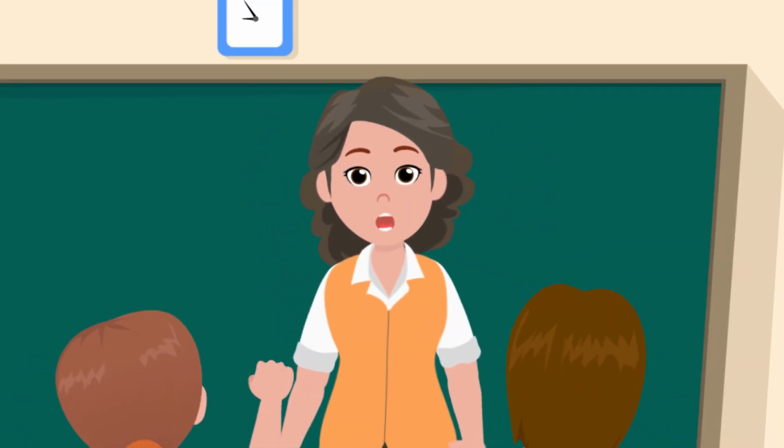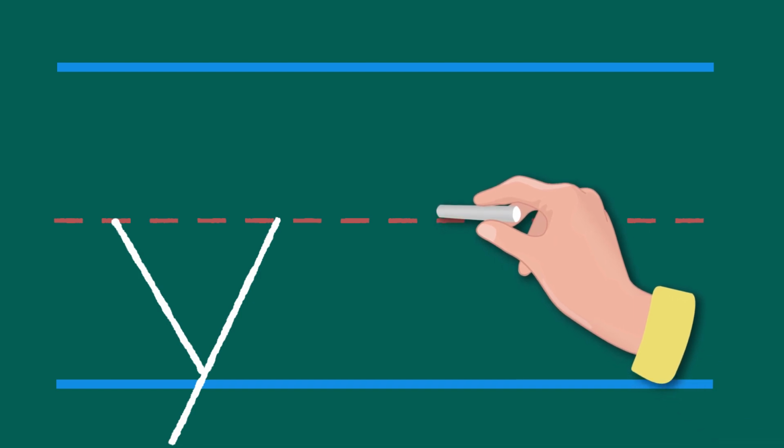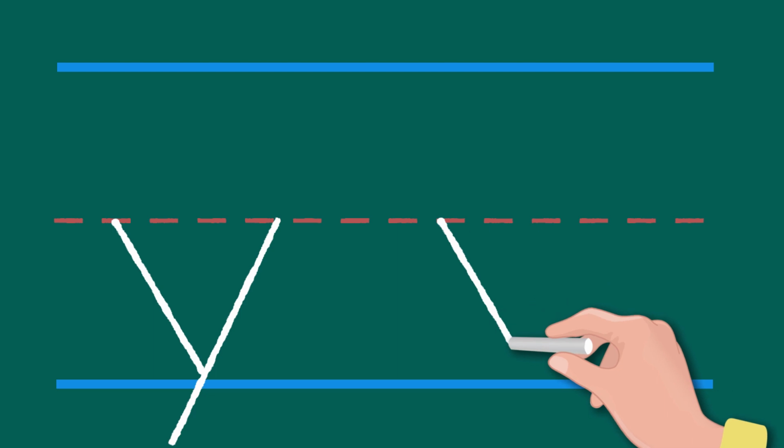Did you do it right? Yes! Good job! Now, let's move on to lowercase or small letter y. To write small letter y, we'll start in the middle line and make a diagonal line going to the right.